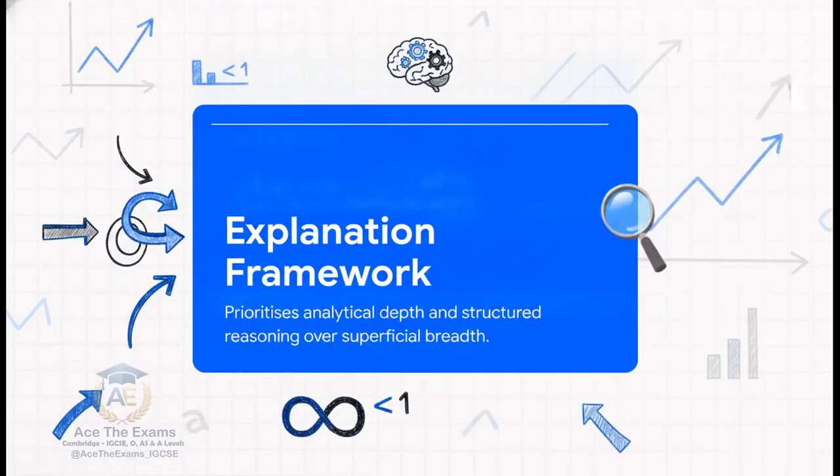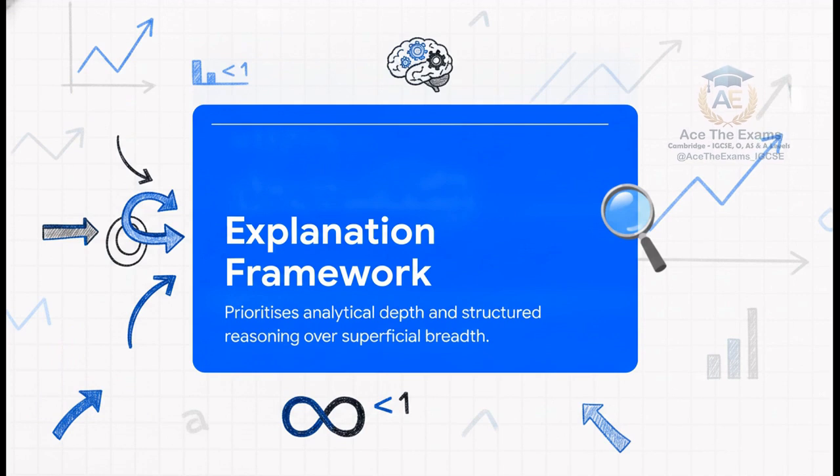The crucial thing to understand here is that Cambridge isn't just looking for a final number on the page. When you see that command word, explain, they are testing an entirely different set of skills. They are actively evaluating your logical reasoning and your analytical depth over just superficial breadth. You literally cannot just write down R is less than 1 and expect full credit. You have to explicitly connect the analytical dots to prove you actually comprehend the underlying mechanics of how the progression works. Think of it like the PEEL framework you might use in other subjects: point, evidence, explanation, link.